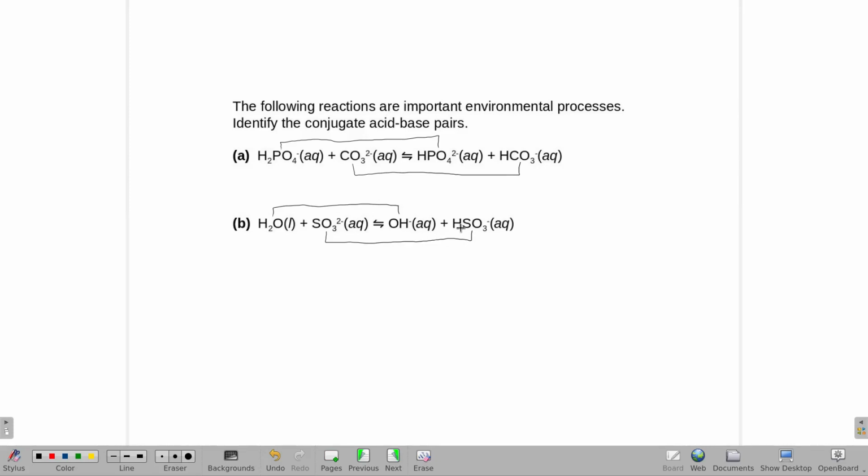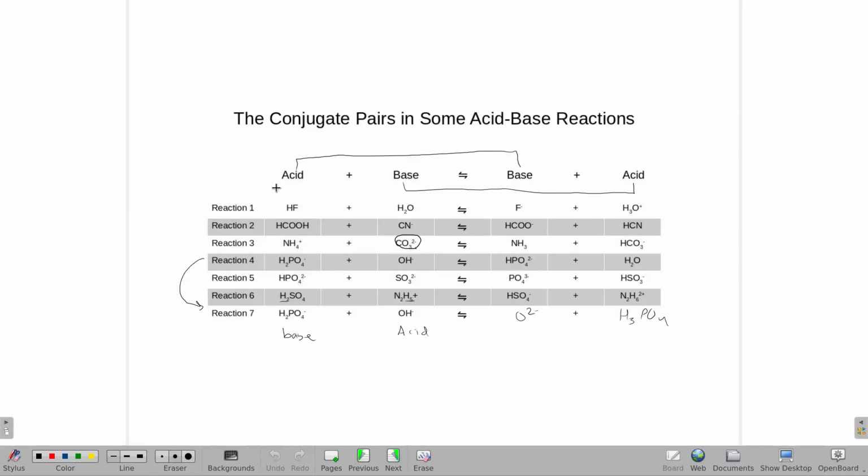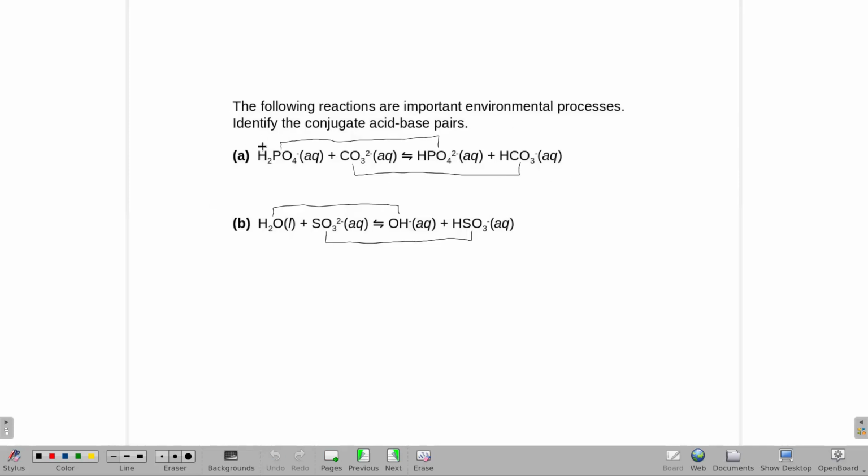Now let's see if we can figure out which is acting like the acid and base all the time. Weird thing is, this looks like we want to find the acid and base on both sides. You will find it's much easier to identify on the pairs which one's the acid and the base. Think about this: I have H2PO4 versus HPO4. This has more H's. Even here, HCO3 versus just CO3, more H's. And you can always do that. When you look at the conjugate pairs, the one with more H's is the acid, the one with less is the base. And it never fails to work out.